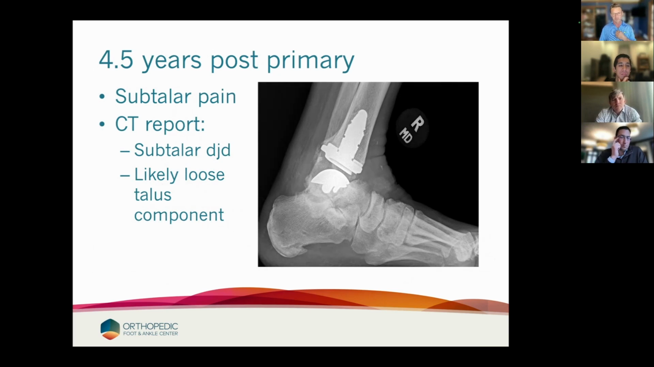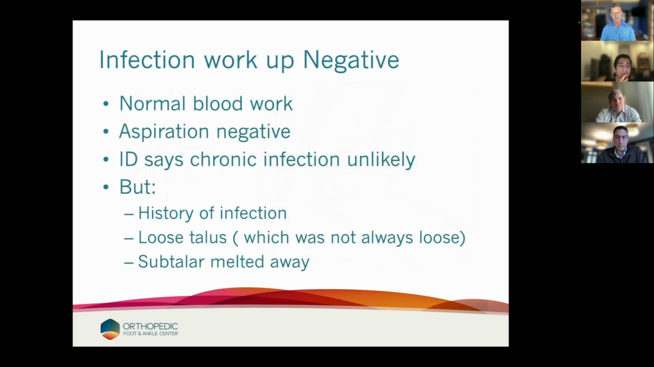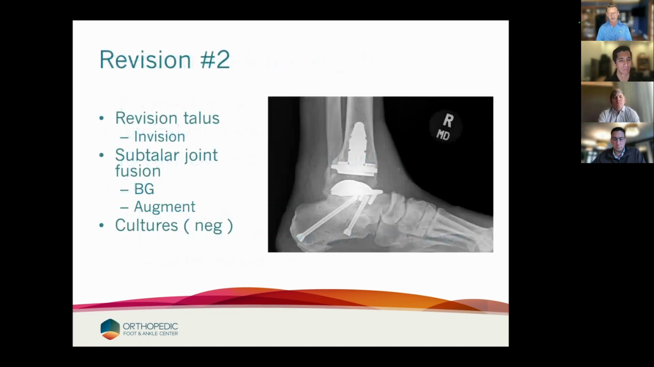CT shows that we've had some collapse on our talus and we've got subtalar joint DJD. Remember, he had an acute infection. So like Adam says, if it looks and smells like infection, better make sure. So I did blood work, which was normal. Aspiration was normal. ID said chronic infection unlikely. But remember, he had this history.